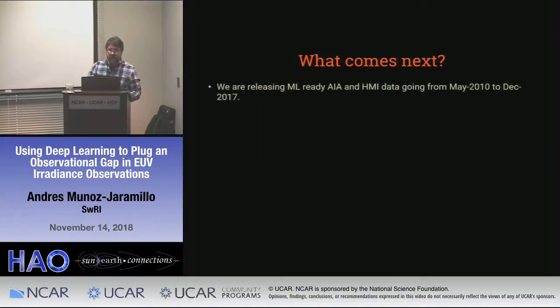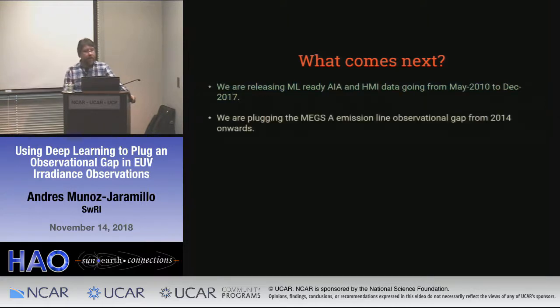So what comes next? We are releasing the machine learning ready AIA and HMI data that we used for all this from May 2010 to December 2017. These are downscaled and normalized, fixed for degradation, and making sure the sun is the same size in every image. Already as NumPy arrays, because almost all this is written for Python. HMI and AIA have the same angular resolution in the image, so they also can be collocated one on top of each other. We are going to plug the MEGS-A emission line observational gap from 2014 onwards using this application.